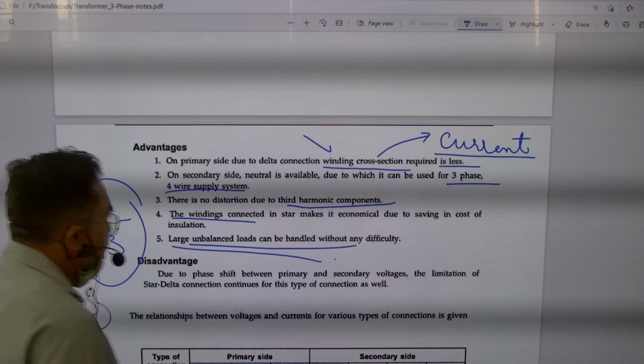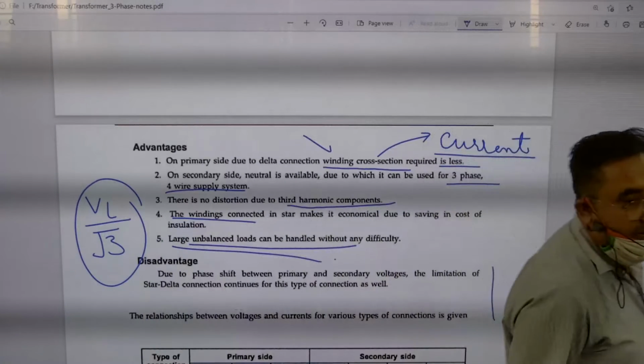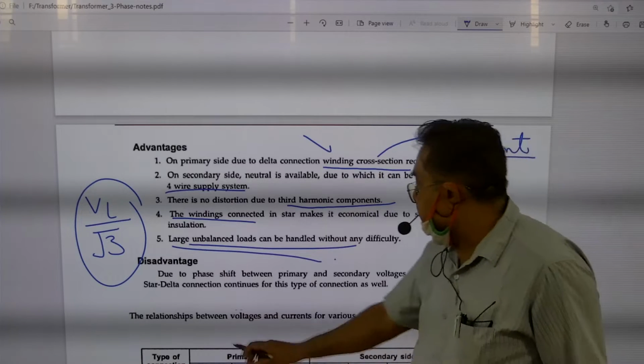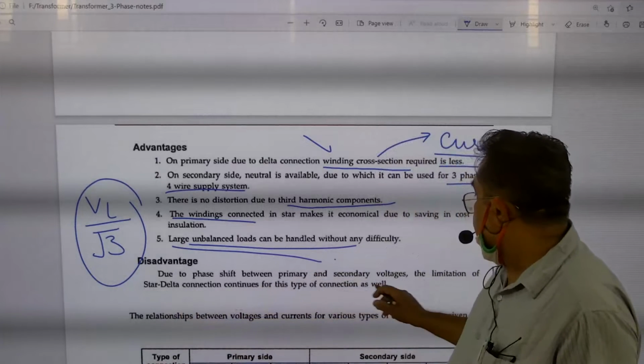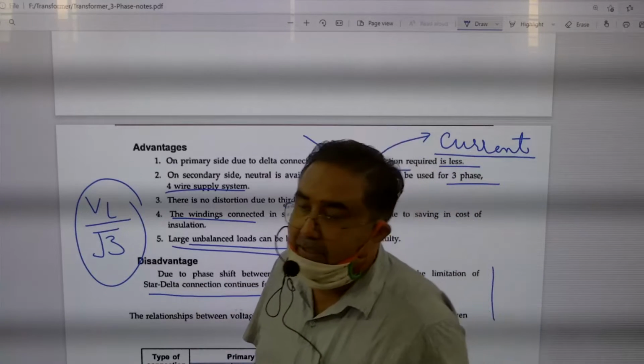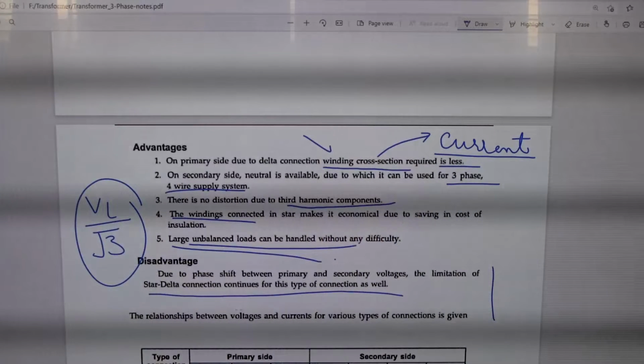Again, what is the disadvantage? There is a phase shift between the primary and secondary, and of how much degree? 30 degree. Therefore again this cannot be connected in parallel with the star star or delta delta. Is it clear or not?